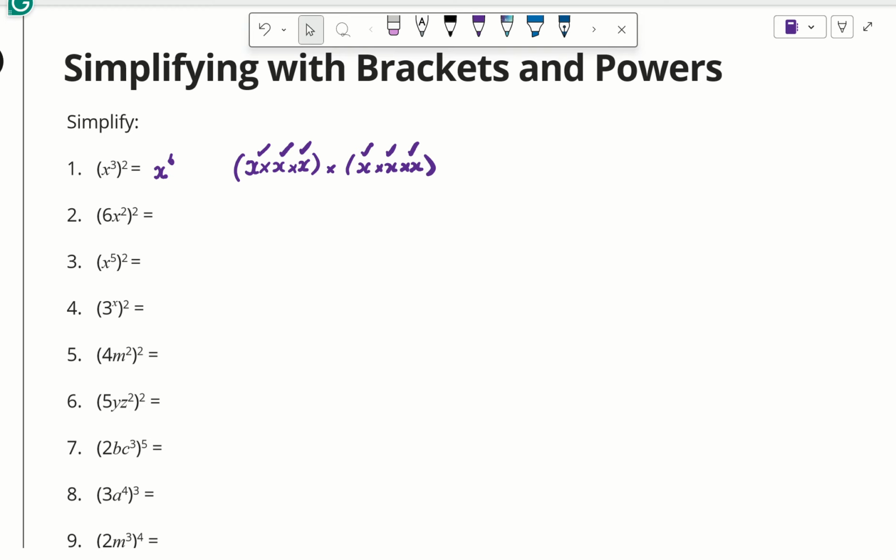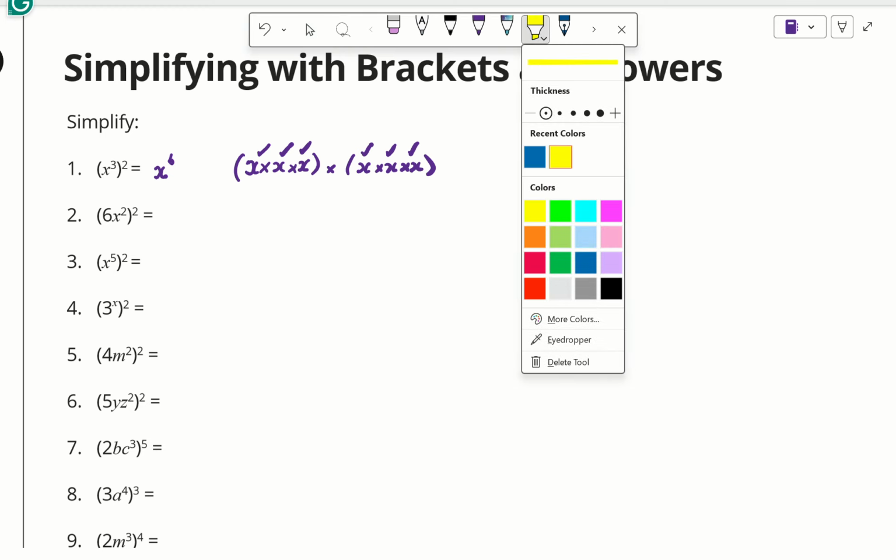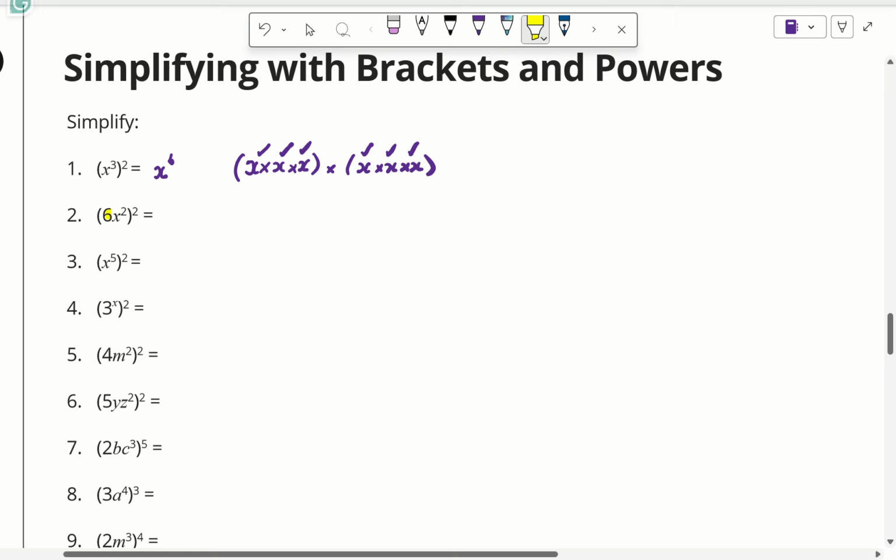So let's go ahead and do that for all of these. 6 squared is 6 squared. 2 times 2 is 4. 5 times 2 is 10. x times 2 is 2x. 2 2s are 4. 2 2s are 4. We're multiplying the powers.